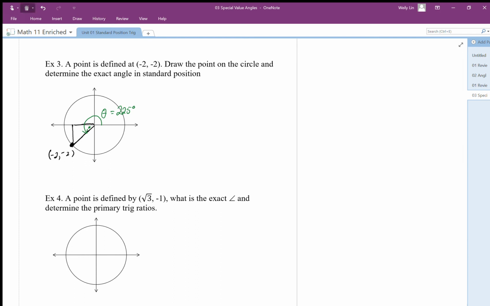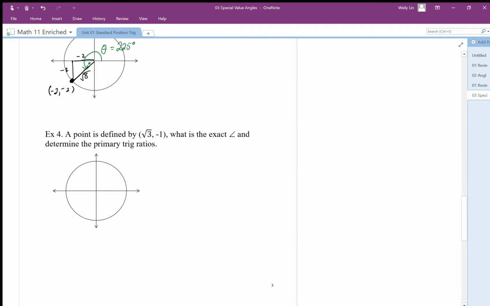Again, these coordinates reference the length, negative 2 along the x, negative 2 along the y, and if we actually work that out, we're going to get square root 8 along the radius.